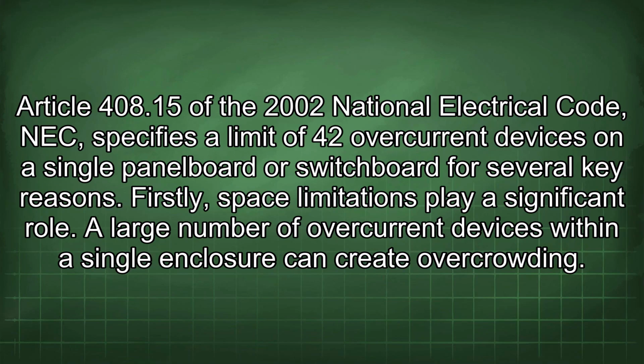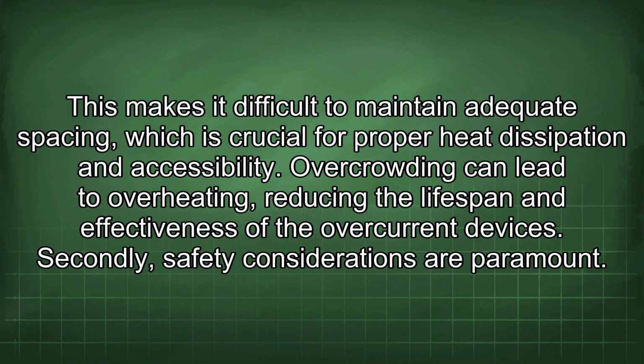Article 408.15 of the 2002 National Electrical Code, NEC, specifies a limit of 42 overcurrent devices on a single panelboard or switchboard for several key reasons. Firstly, space limitations play a significant role. A large number of overcurrent devices within a single enclosure can create overcrowding. This makes it difficult to maintain adequate spacing, which is crucial for proper heat dissipation and accessibility. Overcrowding can lead to overheating, reducing the lifespan and effectiveness of the overcurrent devices.